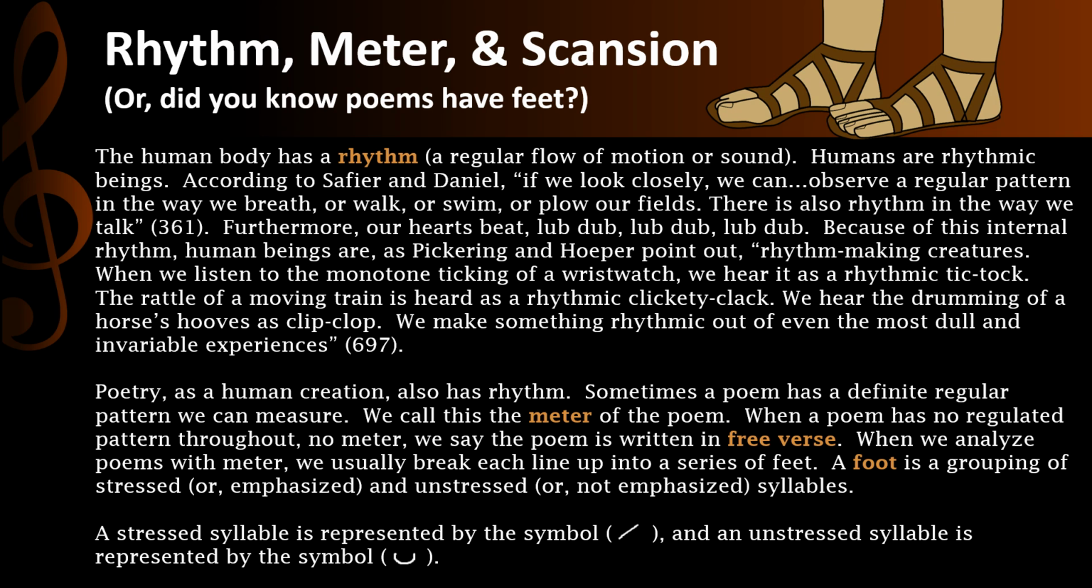When we analyze poems with meter, we usually break each line up into a series of feet. And a foot is a grouping of stressed or emphasized and unstressed or not emphasized syllables. So a stressed syllable, when we're trying to measure the meter of a line of poetry, is represented by a dash. And an unstressed syllable is represented by something that looks like a U.